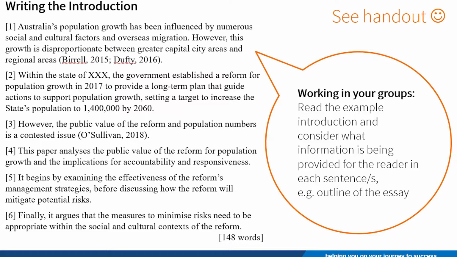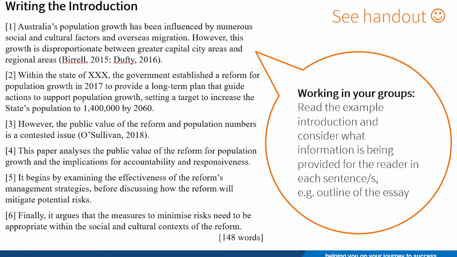Okay. All right, what I'd love to do is hear collectively your ideas. This is really interesting, because as I've been walking around, some of your ideas are similar to my ideas. Some of them are a little bit different. So let's just start from the beginning. Number 1, Australia's population growth has been influenced by numerous social, cultural factors and overseas migration. However, this growth is disproportionate between greater capital city areas and regional areas. What is the purpose of that statement?